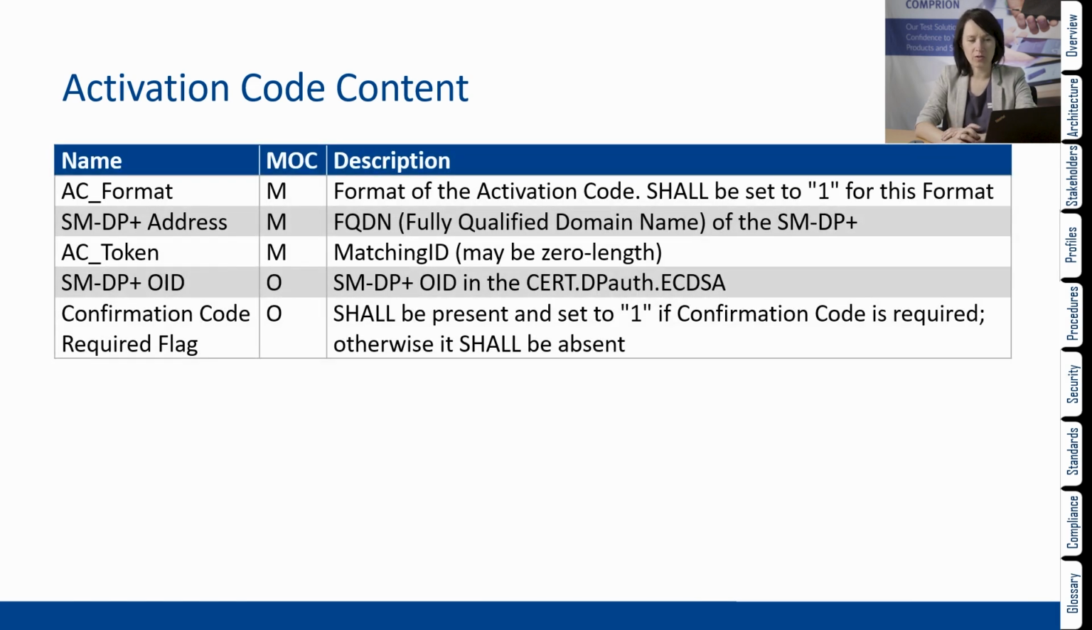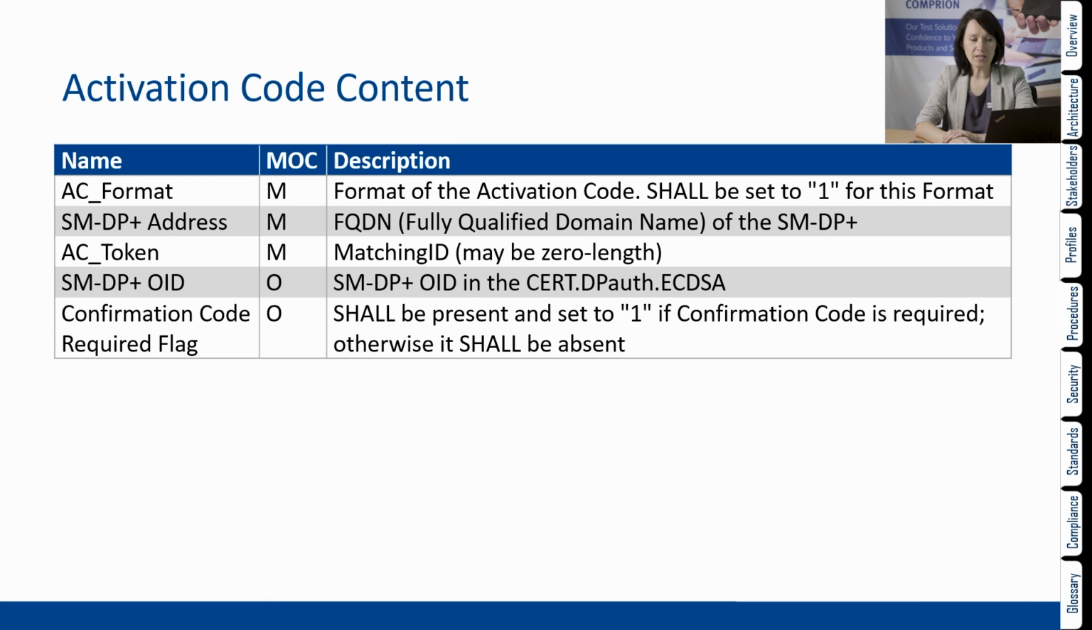Okay, first of all, the format. It shall be set to 1 for the specific format which is used in the current versions of the specification, version 2 something. Then the FQDN address, this is the address of the SM-DP+, as already mentioned, used to identify the SM-DP+. There can also be this activation code token, which is the matching ID, depending on the case, so it might be zero length and empty.